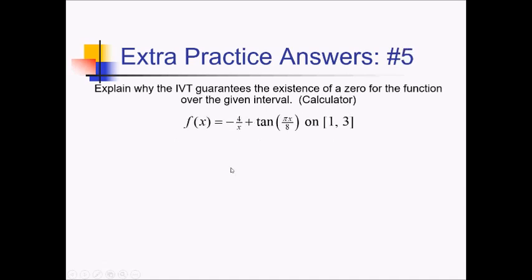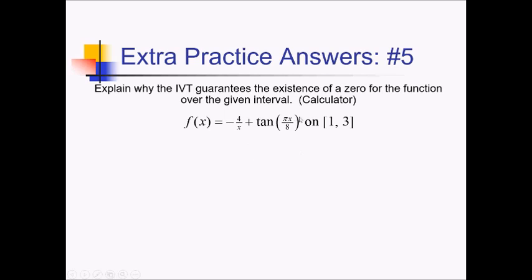On this problem, we're trying to explain why the IVT guarantees the existence of a 0 for f of x here on the interval from 1 to 3. And we're allowed to use the calculator, which is going to be kind of helpful. Before we can do anything with IVT, we have to establish that we have a continuous function, and there's a lot of places this function could go wrong.